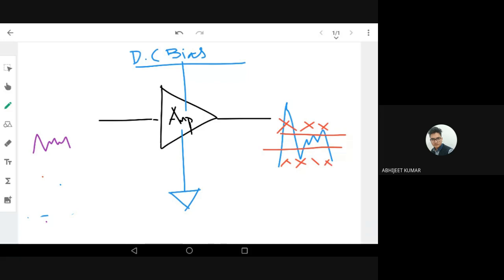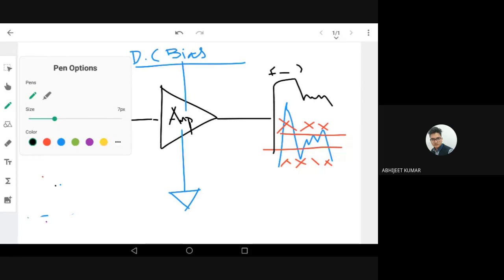Sometimes a frequency shift can also happen. If it is not properly amplified, your frequency can become something different, and some distortion can happen in some regions. So there are a lot of problems which can happen. In order to avoid those problems, we need to fix the operating point of a transistor, the DC operating point.